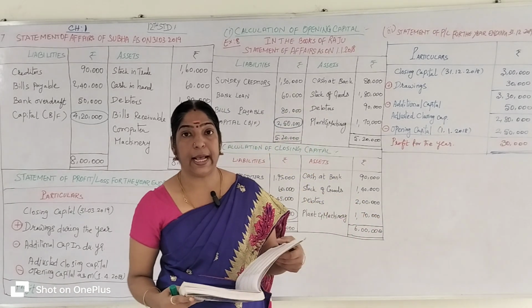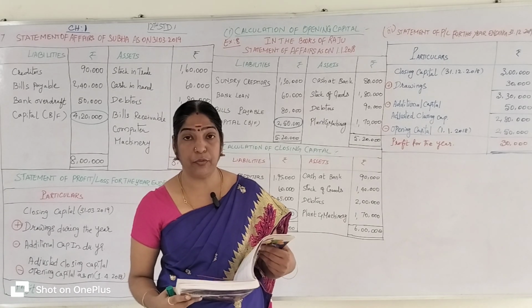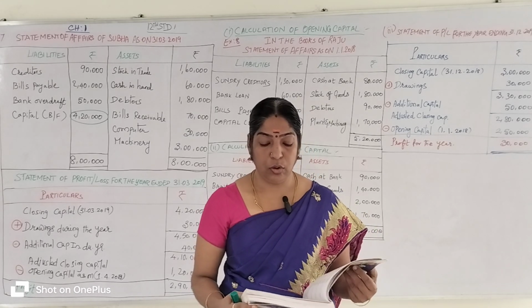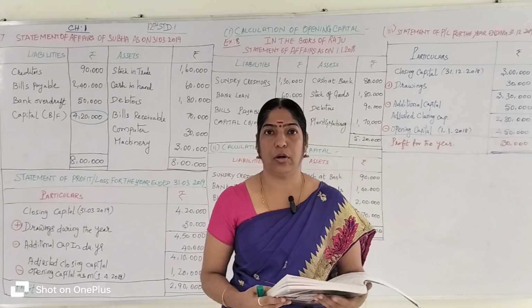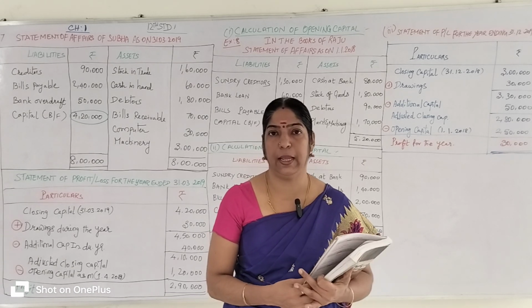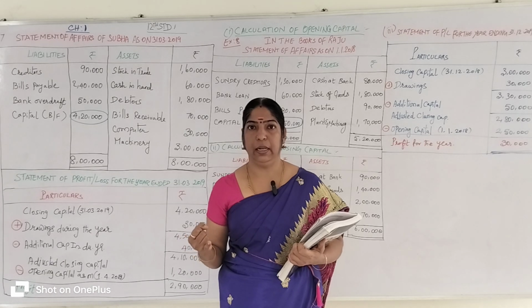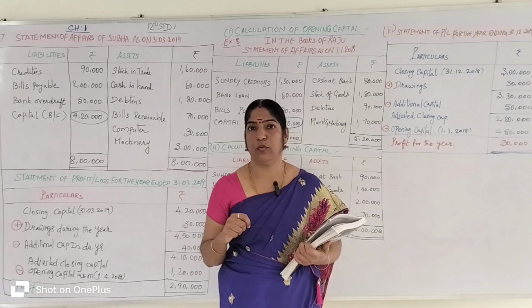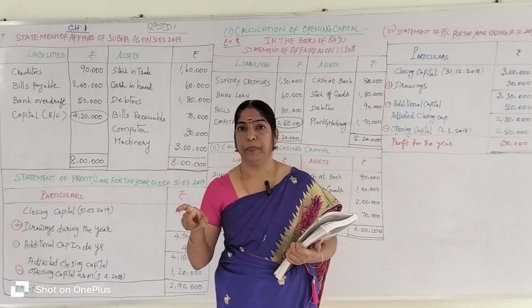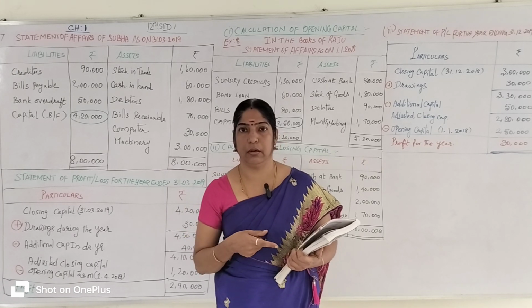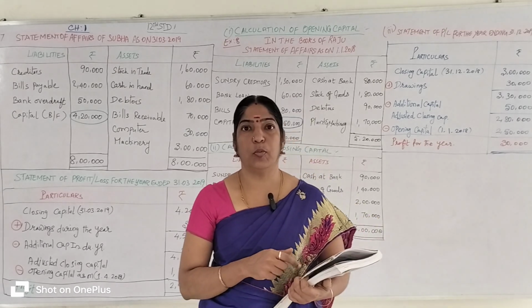So, what they asked, they have given the information. From that information, we are going to calculate profit or loss. If we calculate the profit or loss, we need 4 pieces of information. What are they? Closing capital, opening capital, additional capital, and drawings. With those 4 pieces of information only, we can calculate the profit or loss for the specific year of whose book? Subha's book. Okay.